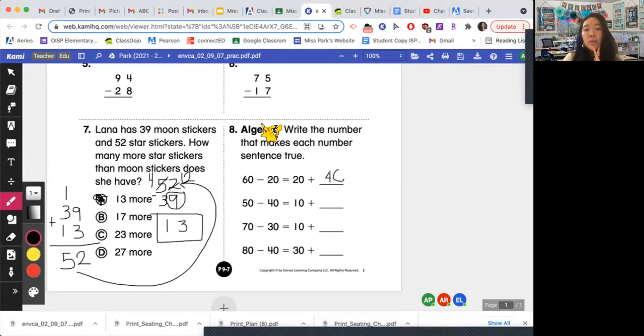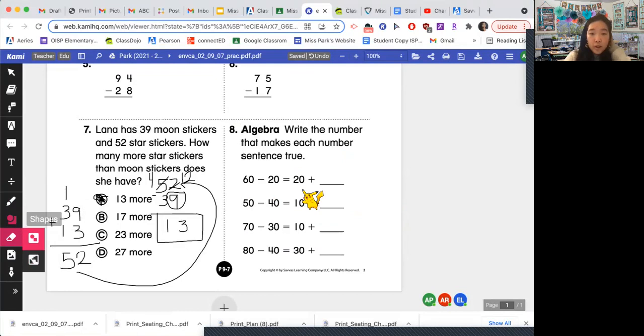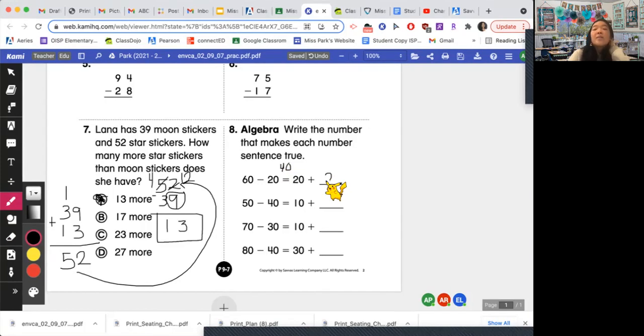Oh, wait, no. But that's not what they're asking us to do. So what are they asking us to do? Oh, well, I know 60 minus 20 equals 40. So 20 plus blank has to equal 40. Oh, you know what? I know the answer. It's 20. Because 20 plus 20 equals 40, just like 60 minus 20 equals 40. Okay, good job, Harry.